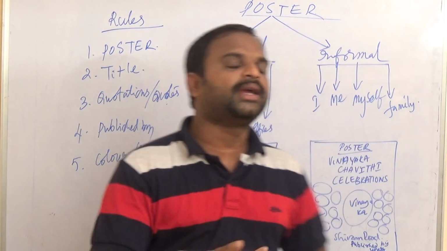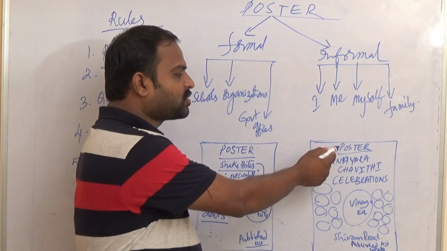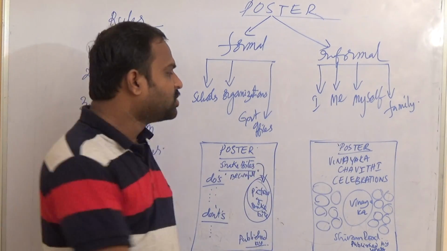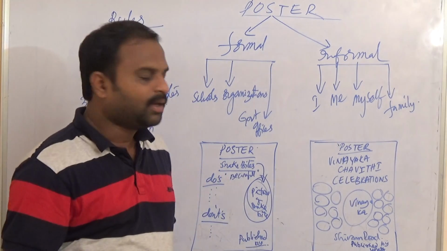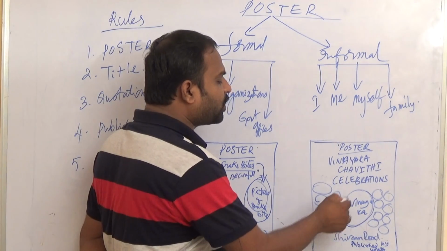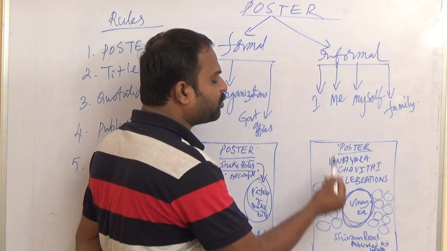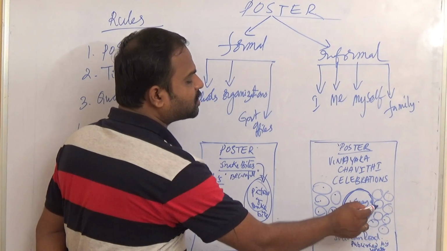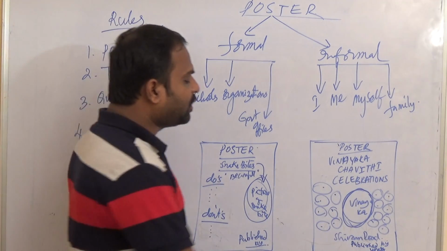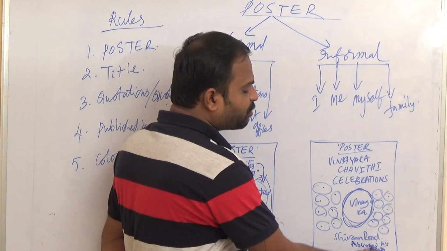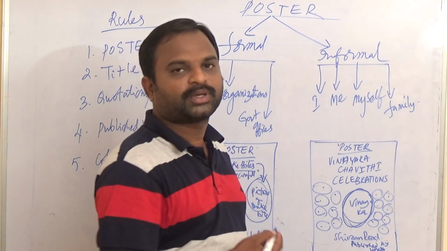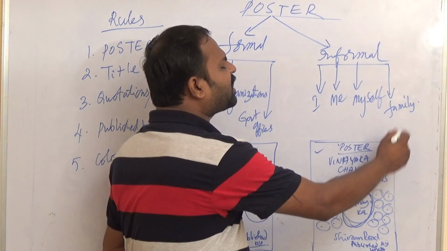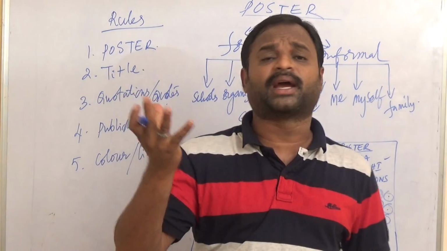Now we are moving to the informal poster. It should also have a heading, poster. And see, this is Vinayaka Chavithi celebrations time, so you can have a Vinayaka Chavithi celebrations heading. Then in the middle of the poster you can draw the Vinayaka picture. Then you can put your friends' pictures or youth members' pictures. Then you can write the address, Shivam Road, and it is published by the youth.